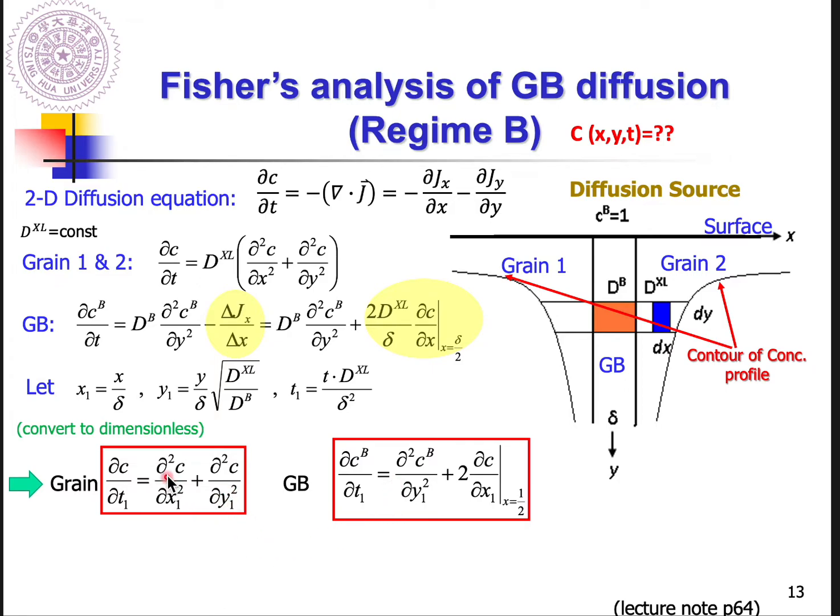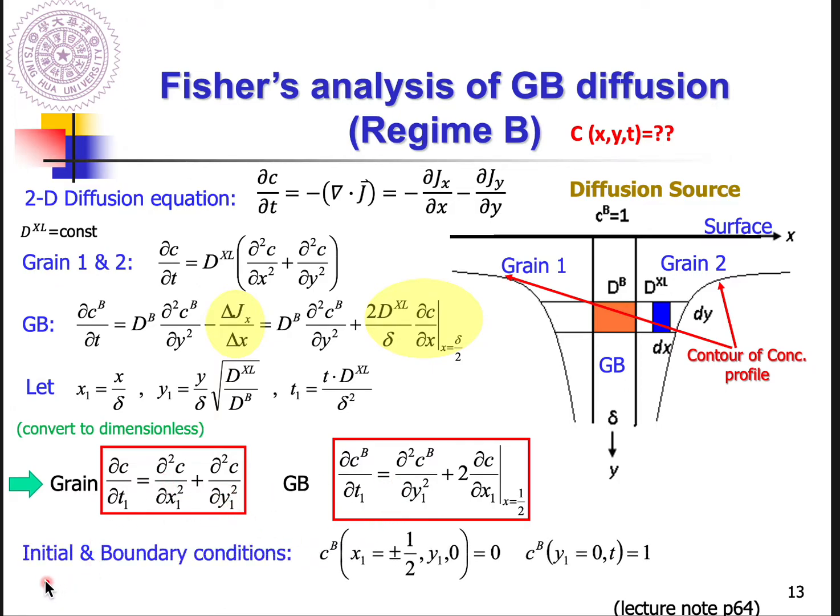And in order to solve these diffusion equations, you need to write down the initial and boundary conditions in this regime B, or in these diffusion cases. The initial condition means t equals 0. So before diffusion happens, C_B at x1 equals 1 over 2, and also x1 equals minus 1 over 2, the concentration of diffusing atoms at C_B would be equal to 0, because the diffusion has not happened. And this is the other boundary condition.